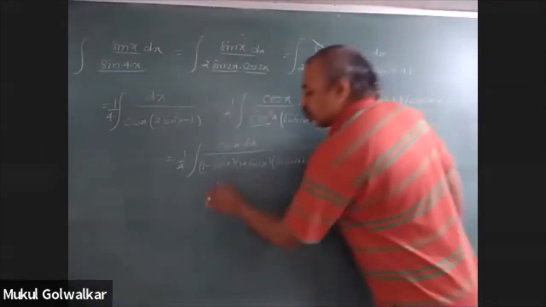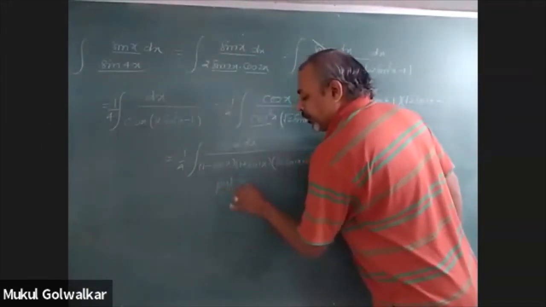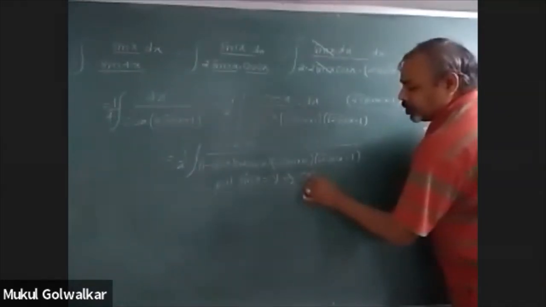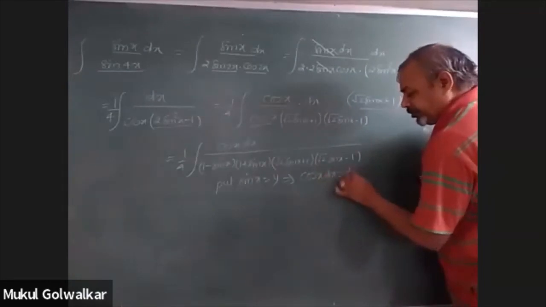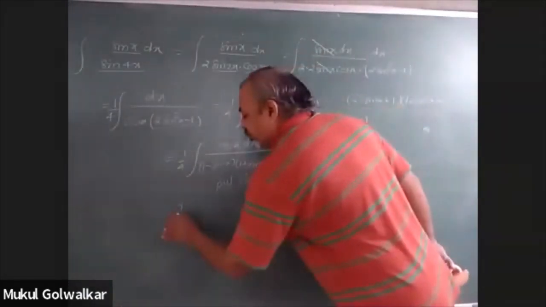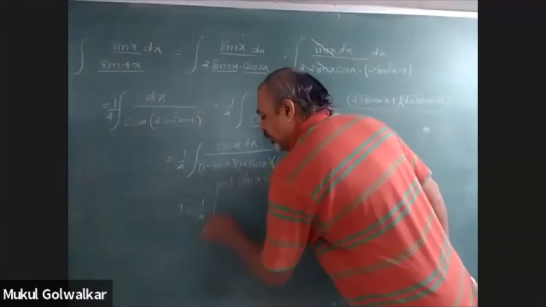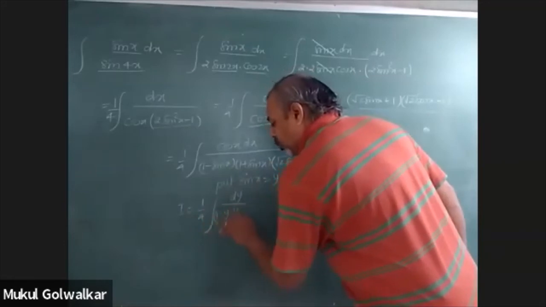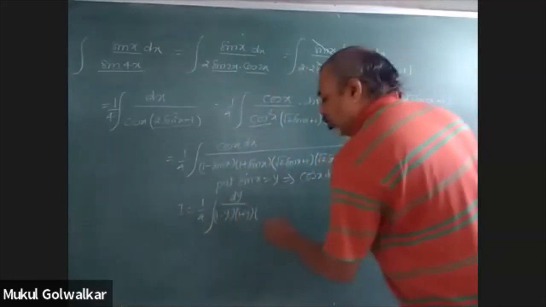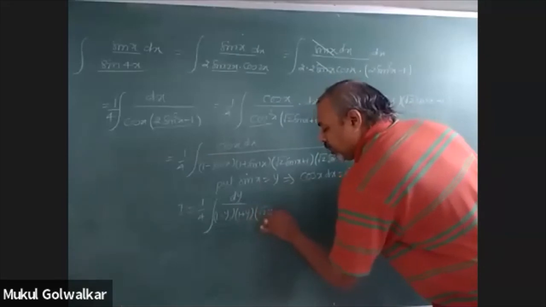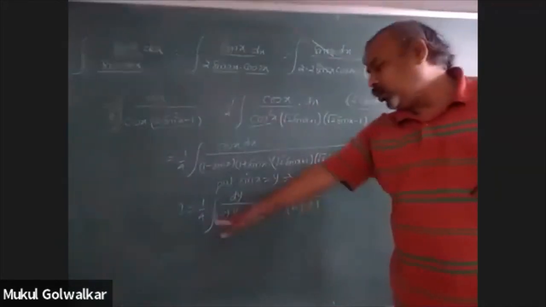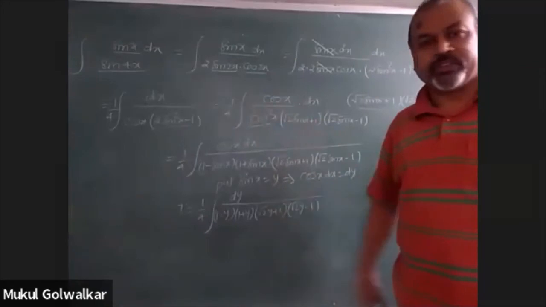And again, following the substitution, sin x is equal to y. So this will imply cos x dx is equal to dy. And the original function will become now 1 by 4 times integration of dy divided by 1 minus y into 1 plus y into root 2y plus 1 into root 2y minus 1. Okay. So I hope hereafter you can find out the solution of this question.